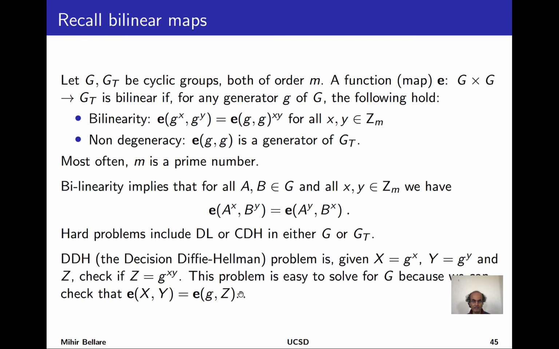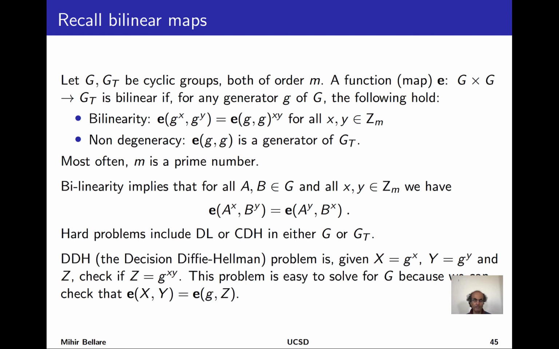In typical groups of the type we've seen before, this problem can also be hard. But that's not the case when you have a pairing or bilinear map, because you can check whether z is the right value through this equation. Evaluate e on X and Y. Since exponents travel wherever you want, that will give you e of g to the x, g to the y is e of g, g to the xy. And that's the same here. Right? The exponent on g to the xy here just goes out.